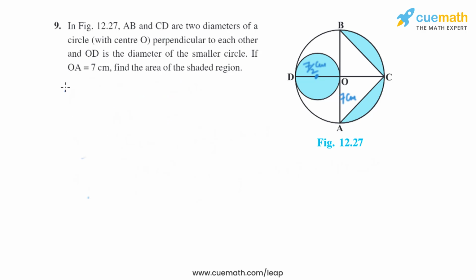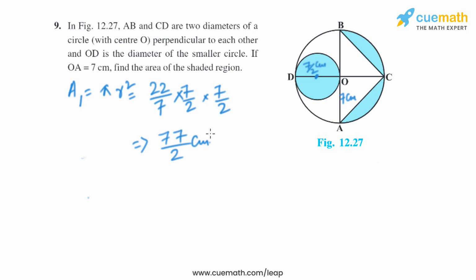Now let's find the area of the smaller circle. Let's take it as A1, that equals pi r square, which is 22 by 7 multiplied by 7 by 2 multiplied by 7 by 2, because 7 by 2 is the radius of the smaller circle. On solving this, we will get 77 divided by 2 square centimeter. So that is the area of the smaller circle.